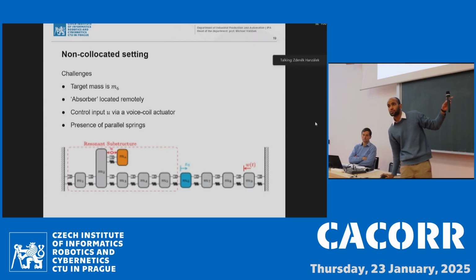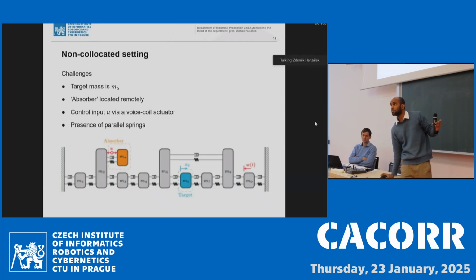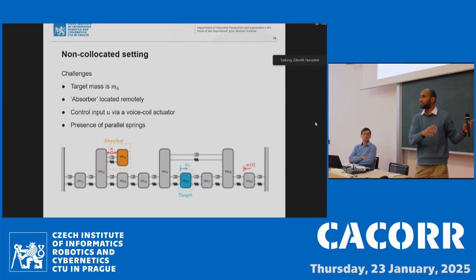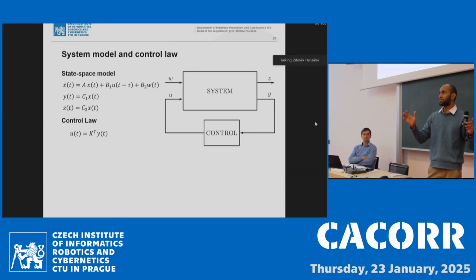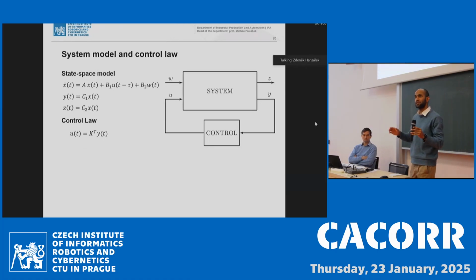One known way is to isolate the vibrating part from the resonant part by identifying a so-called resonant substructure. But this is not always possible if you have a parallel spring, for example. With this in mind, we define our control problem. We have a vibrating system, and a target at which we want to cancel vibrations, and we define our system in this way.